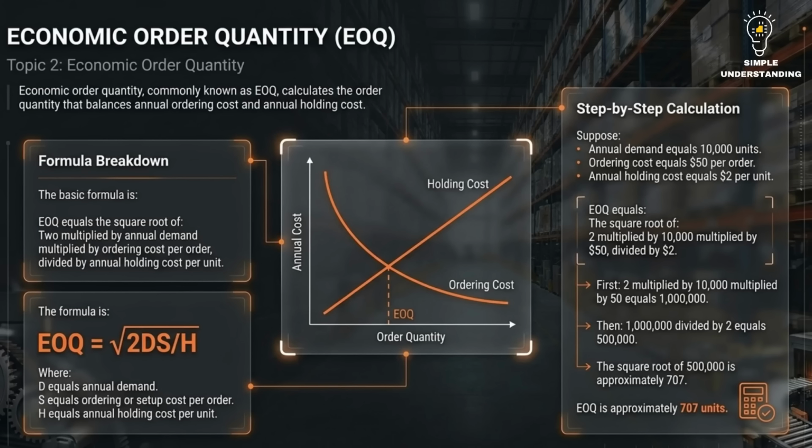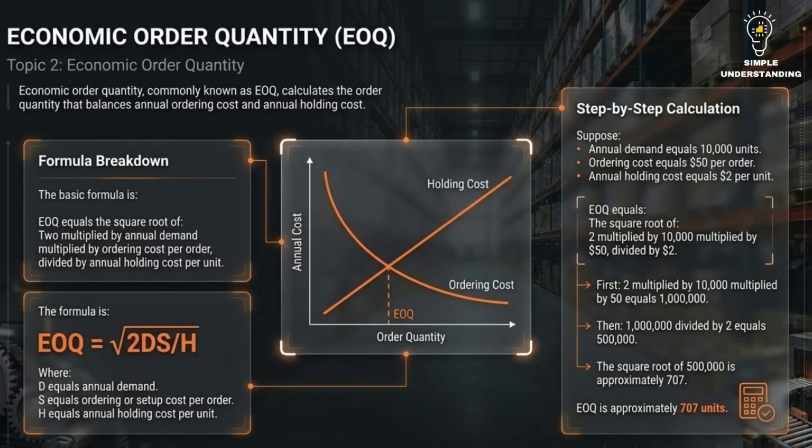Topic 2. Economic order quantity. Economic order quantity, commonly known as EOQ, calculates the order quantity that balances annual ordering cost and annual holding cost. The basic formula is EOQ equals the square root of 2 multiplied by annual demand multiplied by ordering cost per order, divided by annual holding cost per unit. The formula is EOQ = √(2DS/H), where D equals annual demand, S equals ordering or setup cost per order, and H equals annual holding cost per unit.